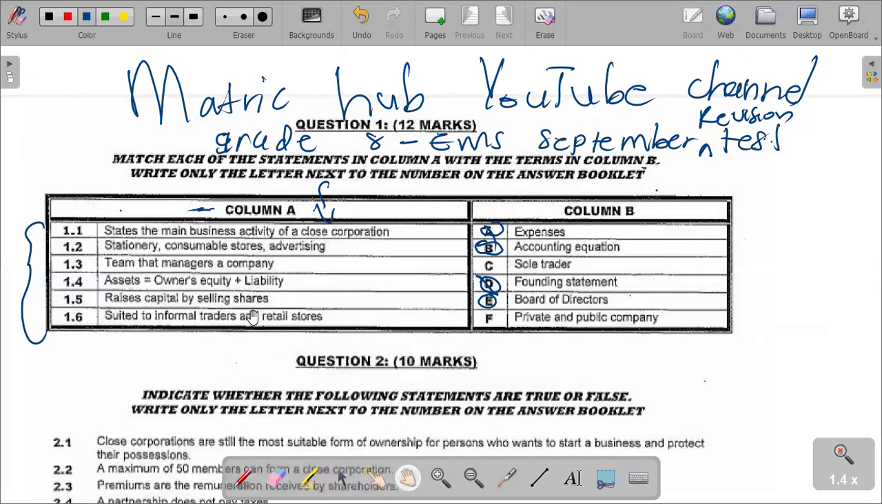And then let's quickly go to 1.5. It says raises capital by selling shares. So now we are done with A, we are done with B, we are left with C, which is sole trader, and F, which is private and public company. So it can't be C, it can't be sole trader. So it's F. Companies that raise capital by selling shares are your private and public companies. So 1.5 will be F.